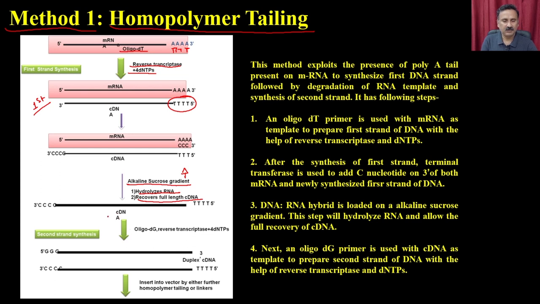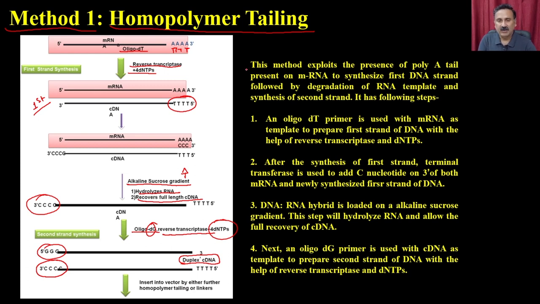Then you are going to add the oligo-dG, and you also add the reverse transcriptase as well as all four dNTPs. What happens is that the oligo-dG pairs with the CCC which is present on the first strand, and that's how it starts the synthesis of the second strand. That's how you get the duplex cDNA from the messenger RNA, which you can insert into the vector by using suitable restriction enzymes, or you can use the poly-T and poly-C sequences as well. So you have two choices here: either you can use the linkers or you can use the restriction enzymes.